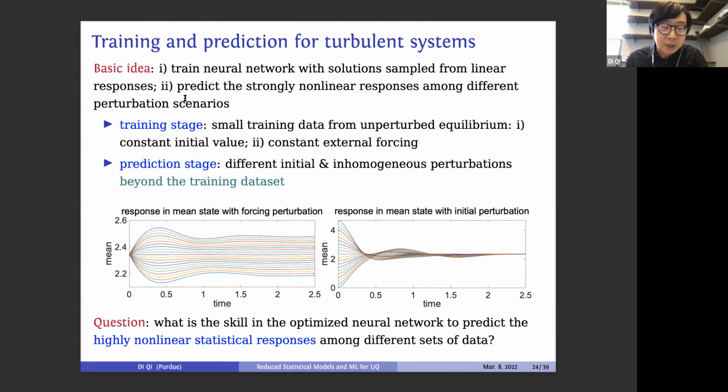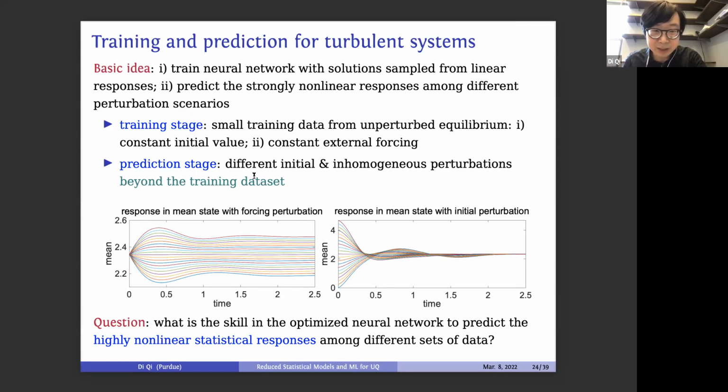The basic idea here is we want to train the neural network with only samples from the linear response operators. In this way, we don't need to train on an extensive large data set, including all different forcing perturbation scenarios. That's to keep some of the original ideas in developing a reduced order model. But in the prediction stage, we want to check the model's skill under different kinds of external perturbations, like in the previous case. So that's what we test here. In the training stage, we use data only from the unperturbed equilibrium. We use the invariant measure and use that to construct the response operators, like shown here. It's just a short period of time, but it will include the transient state of the system so that the nonlinear dynamics can be contained there. So we have enough information to train the system.